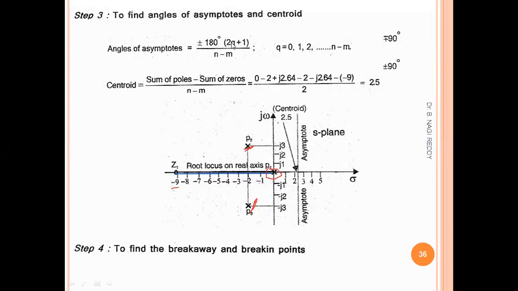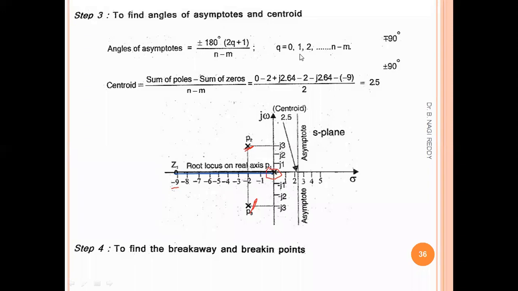Now substitute q is equal to 0 here, then we will have plus or minus 180 times (2 times 0 plus 1). So plus or minus 180 will be there in the numerator, and in the denominator it is 2. So the 2 will cancel out, and we will get plus or minus 90 degrees. When we use q value as 0, we will get plus or minus 90 degrees.